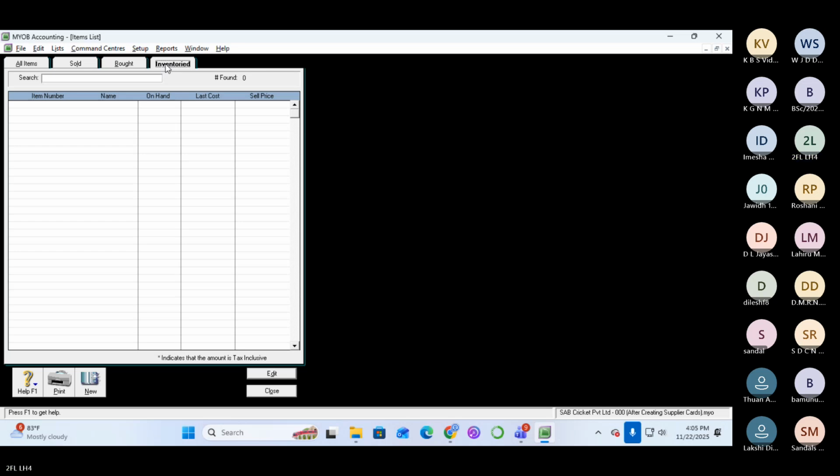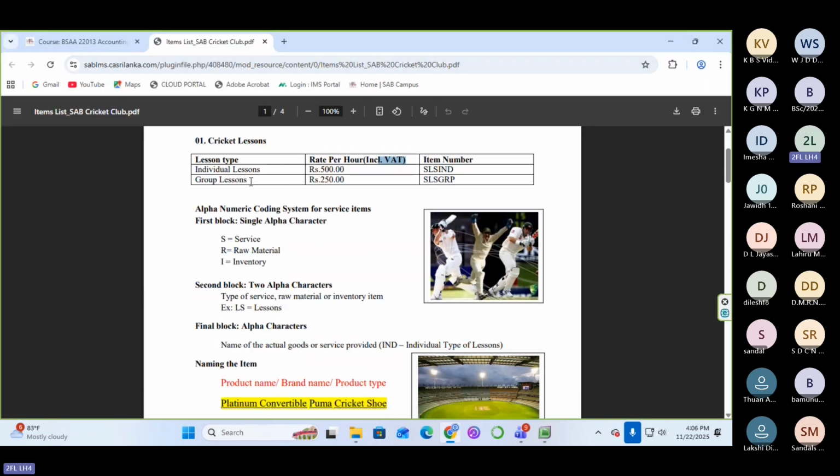Okay. So I want you to independently create the second service item. What is the second service item? Group lessons. This one, group lessons. Quickly create this. Now you know the mechanism.